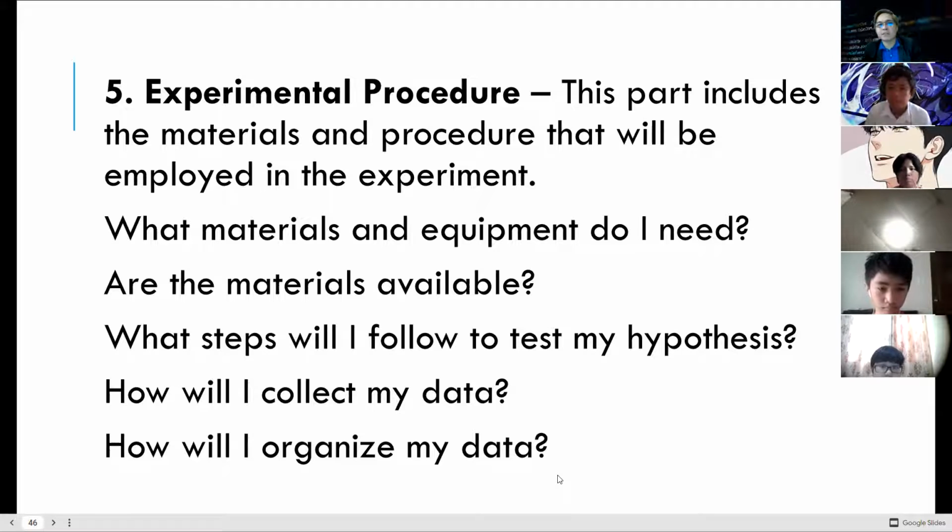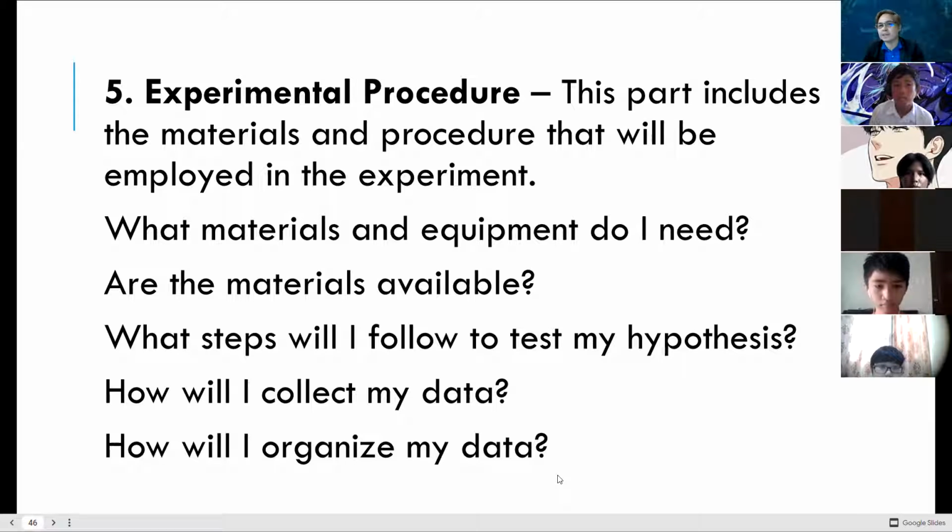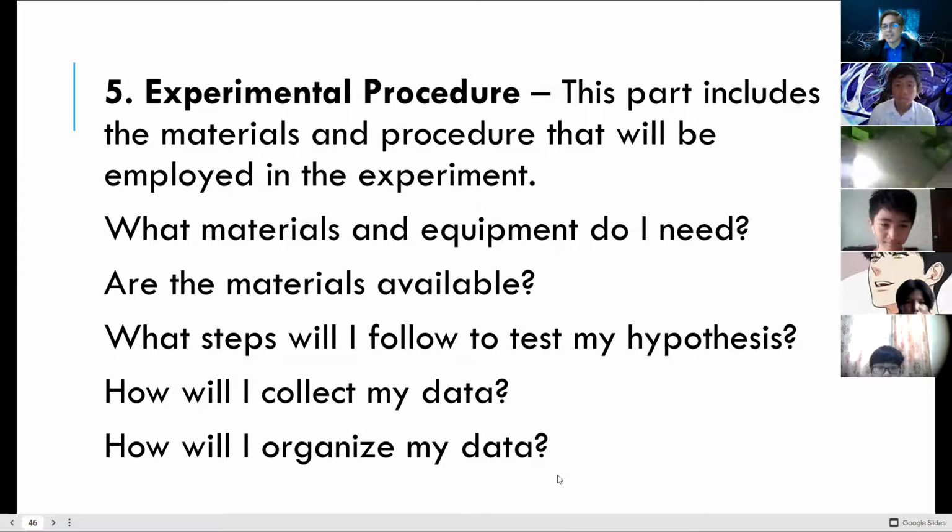This part includes the materials and procedure that will be employed in the experiment. You will now try to prove if your hypothesis is true. Okay? Because a body that is not comprised of facts cannot be science. If it doesn't contain any facts or explanation, it is not actually a science. It is a pseudoscience, just like your superstitious beliefs.